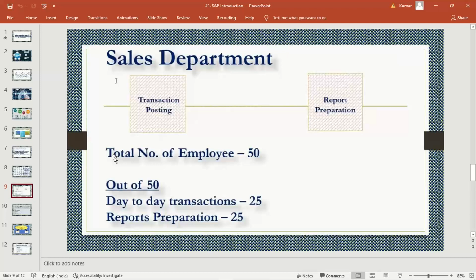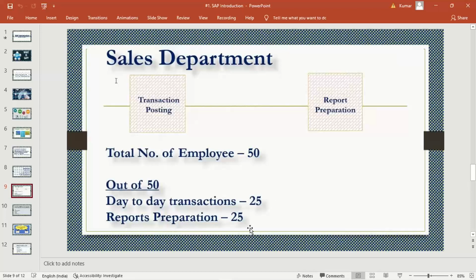Here ERPs are not there, so this is being recorded manually, right? So how many employees, and multiple activities will be there, guys. Even payment, once we receive it, is also supposed to be posted and recorded, right? So there are a total of 50 employees. Out of 50, how many are involved in day-to-day transactions? 25 employees are involved in day-to-day activities, meaning customer invoices, customer credit memos, customer payments, right? So in day-to-day transactions, 25 people are involved.